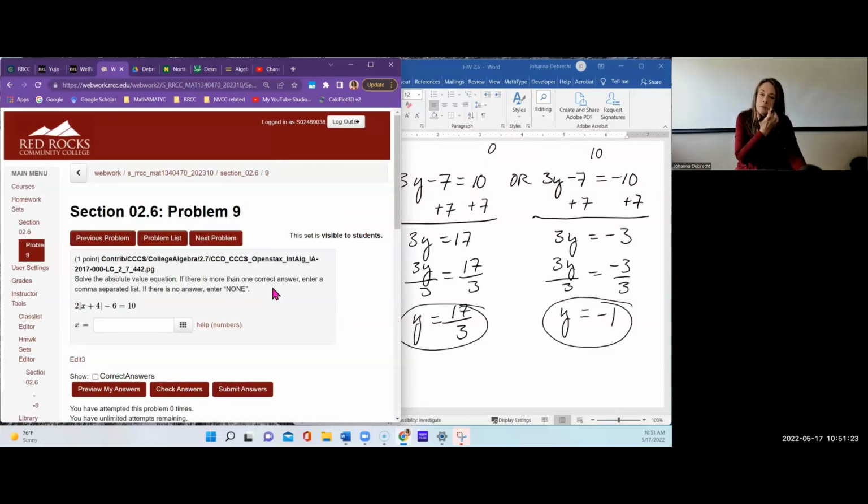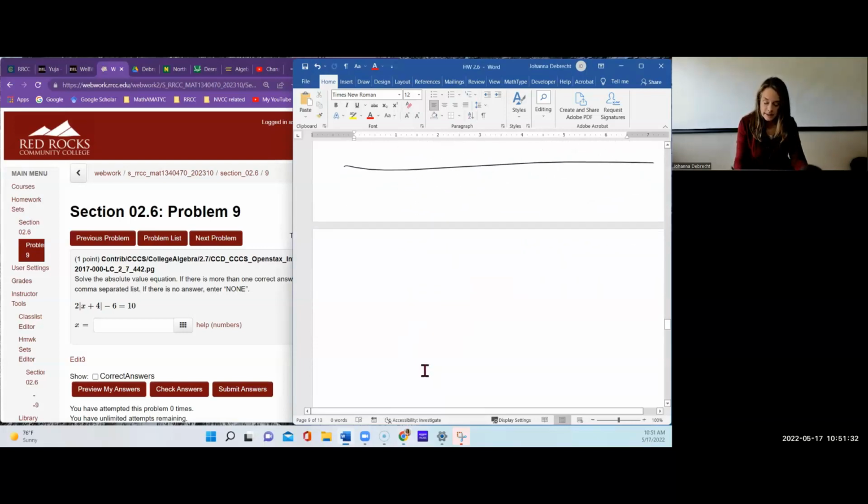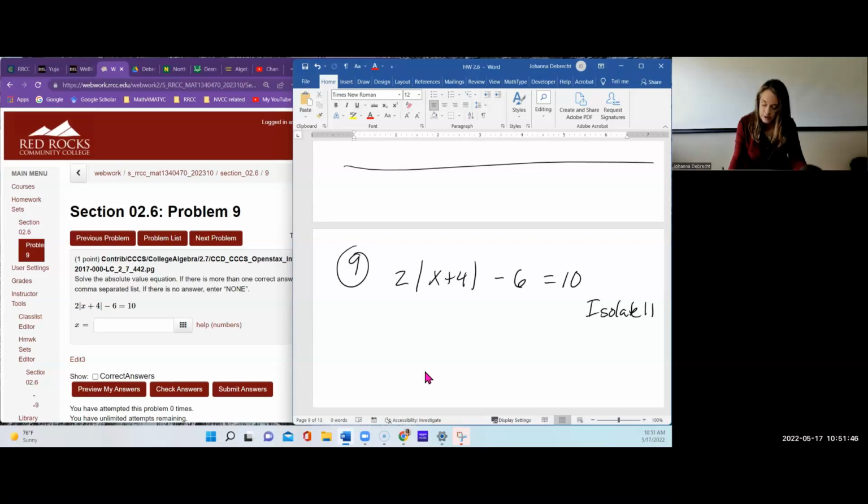Now let's take a look at one where we have something multiplied by the absolute value. Again, the steps are not going to change. We still need to isolate that absolute value. We're looking at the equation 2 times the absolute value of the quantity x plus 4, minus 6, equals 10. Our step is again to isolate the absolute value. The first thing I'm going to move is anything added or subtracted to the absolute value term. They're less tightly attached, if you want to think of it that way. So I add the 6 to both sides of the equation, and that gives me 2 times the absolute value of x plus 4 equal to 16.